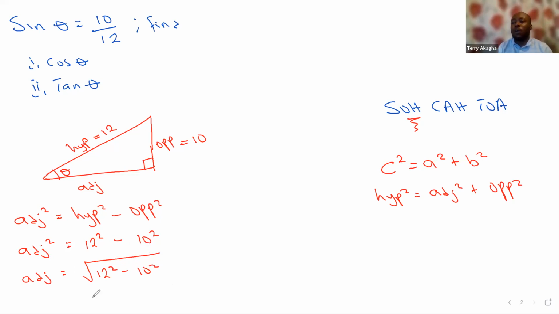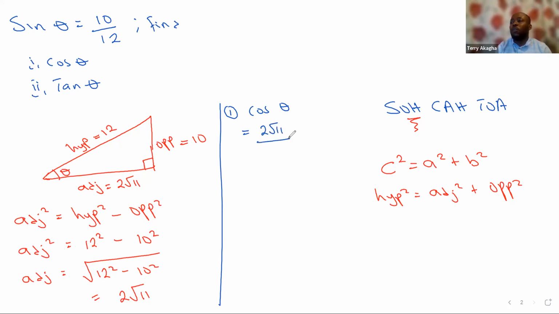When you put this in your calculator, your answer should be 2 root 11. So I can easily say that the adjacent is equal to 2 root 11. With that, I can get the remaining parts. The first one, I can get cos theta. We know cos is adjacent over hypotenuse. So it's going to give us adjacent 2 root 11 over the hypotenuse 12. This is the same thing as saying 2 here 1, 2 here 6. It's going to give us root 11 over 6. So that'll be the answer for the first one.